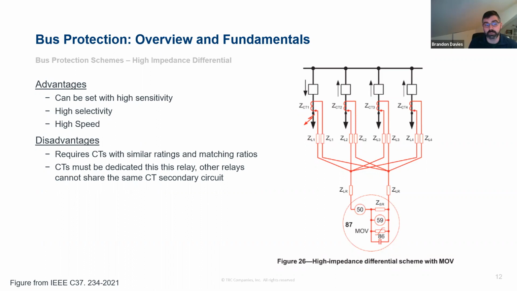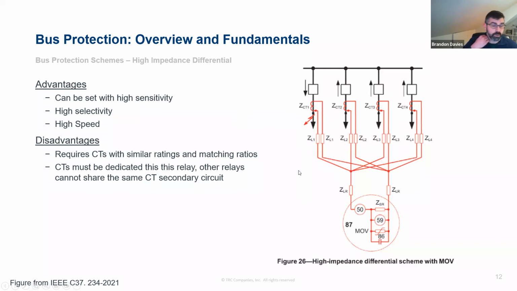Because you're summing the CTs externally, you depend on the CT performance and saturation performance and how it responds. Generally you need CTs with the same ratings, and you certainly need CTs with matching ratios. So you can't have a 2000 to 5 amp CT on CT1 here, and then have 2, 3, and 4 be 1200 to 5. You're not able to do that with this type of scheme.